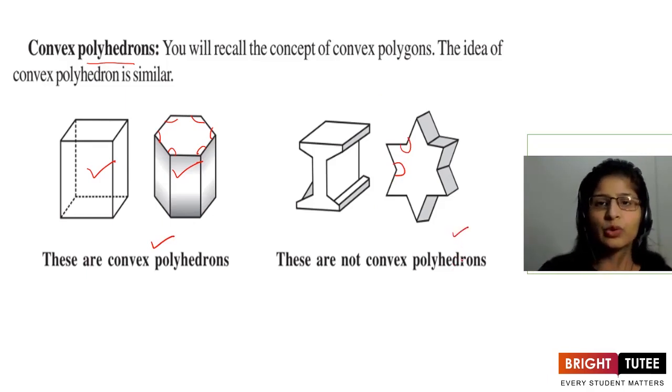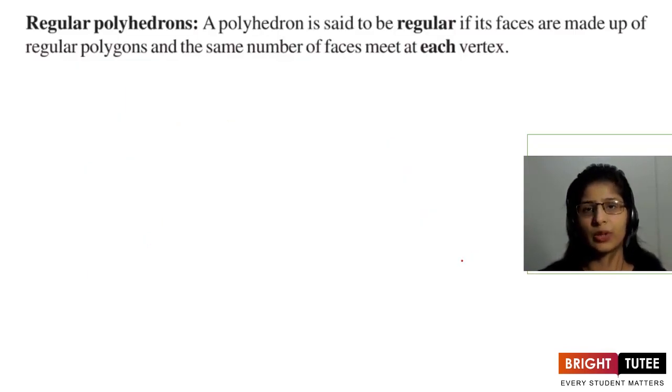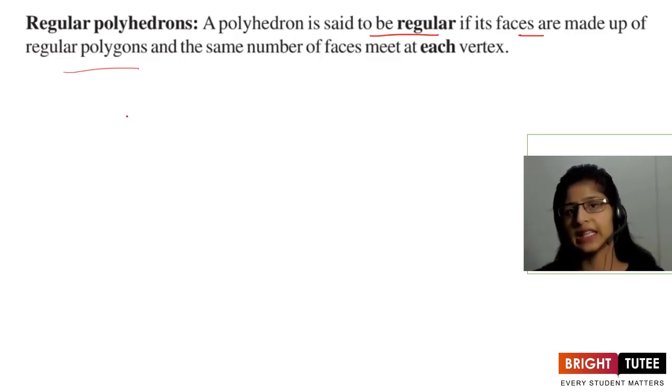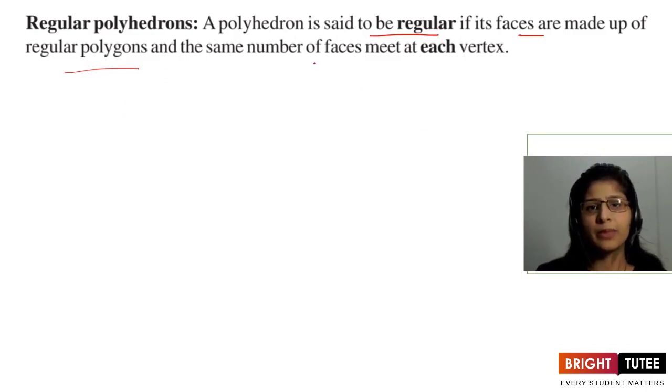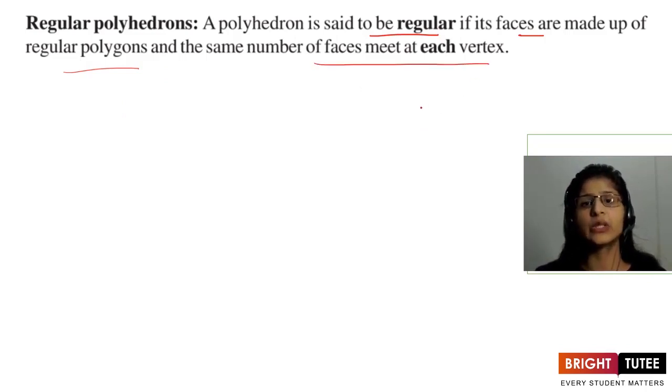Let us move to the next one, which is a regular polyhedron. What is a regular polyhedron? We know regular means equal. We have discussed regular polygons also. A polyhedron is said to be regular if its faces are made up of regular polygons, that means the polygons are identical. Regular polygons mean all the sides are equal, and the same number of faces meet at each vertex.